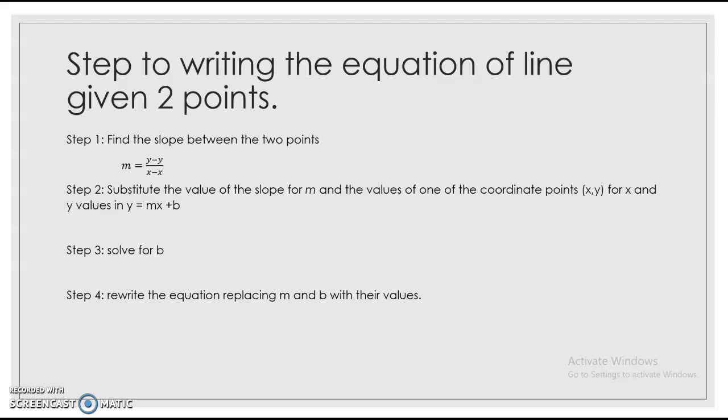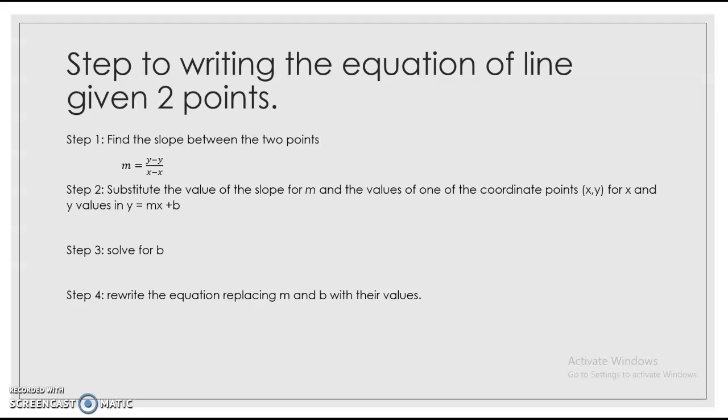All right, so we're going to go ahead. You should have looked up the vocab word, and I gave you a slide to put that on. We're going to move into the information. So, steps to writing the equation of a line given 2 points. Step 1, we're going to find the slope between the 2 points, because remember, to write the equation of a line, we need the slope and the y-intercept. So, that's our first step.